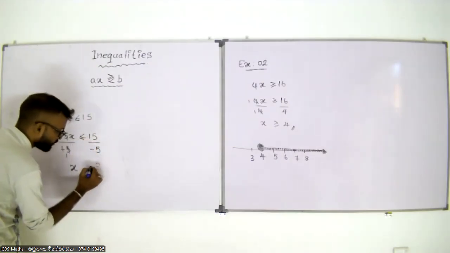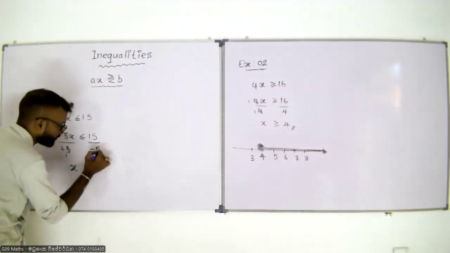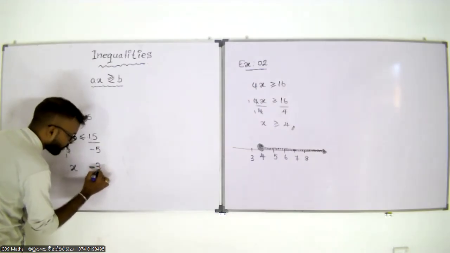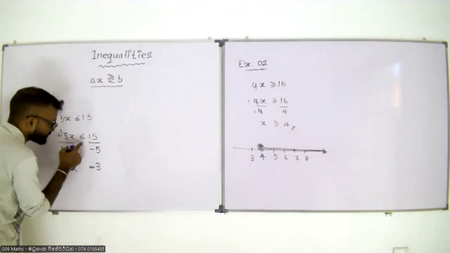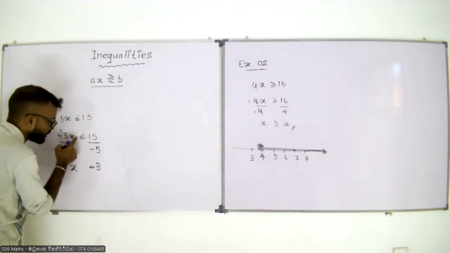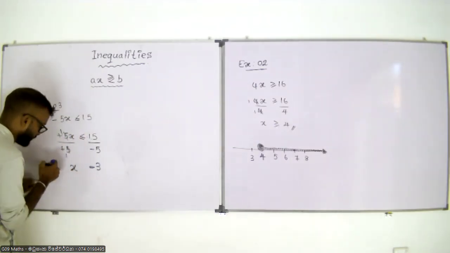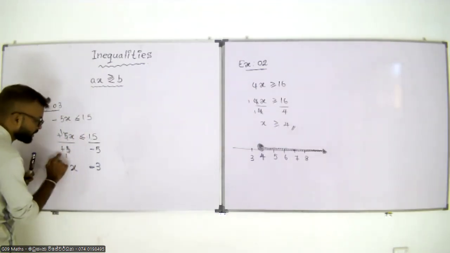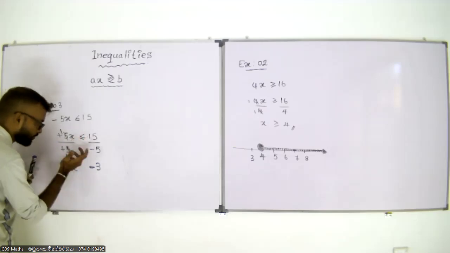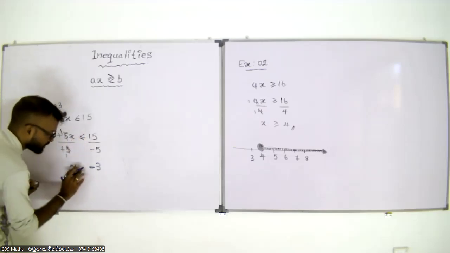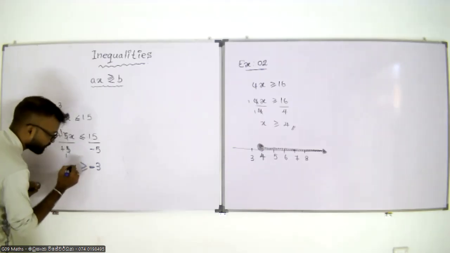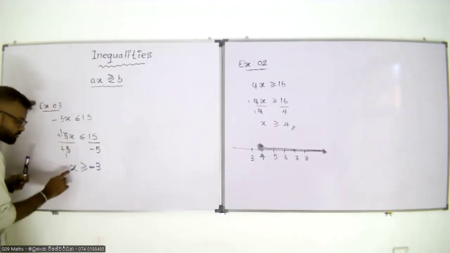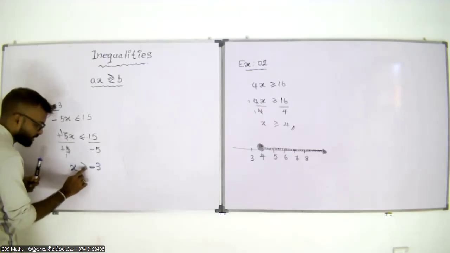Positive divided by negative, negative. 15 divided by 5, 3. This is the original inequality. Since we have divided both sides by a negative number, we are going to flip this inequality to the other side. So, greater than or equal. So, according to this, x is greater than or equal to -3.